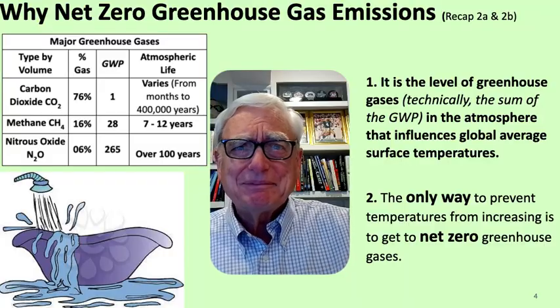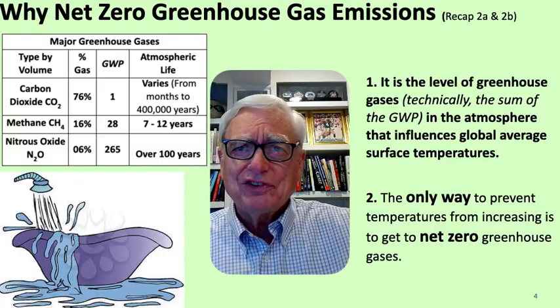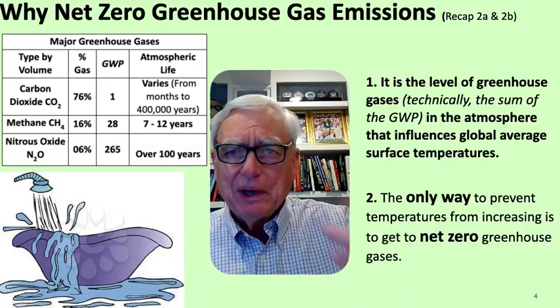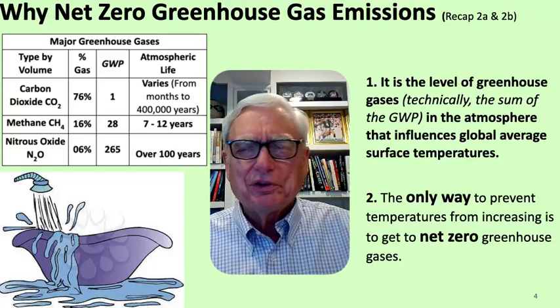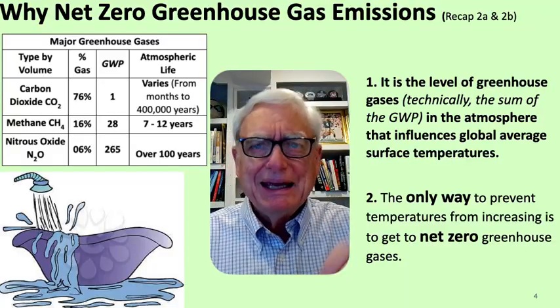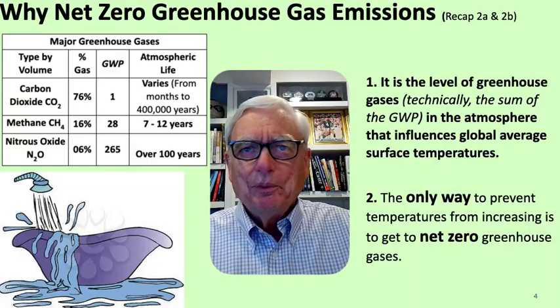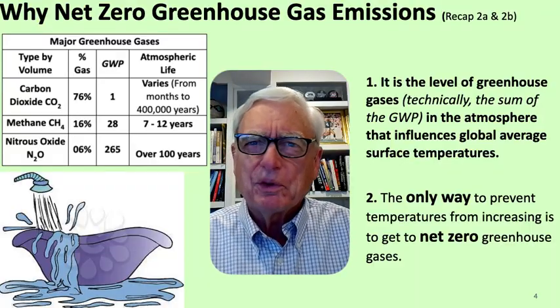Now, methane, if you look at that line, you see it's 16% of the atmosphere, 28 times more intense. The good news here is that it only stays in the atmosphere for 7 to 12 years. So we're able to do something about methane and dramatically reduce it. We could flush that out of the atmosphere fairly quickly.